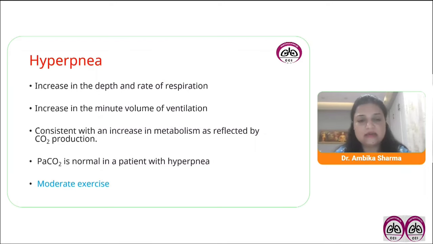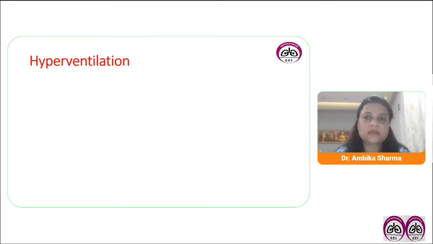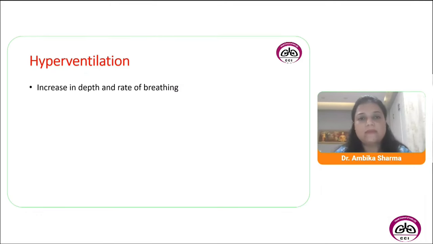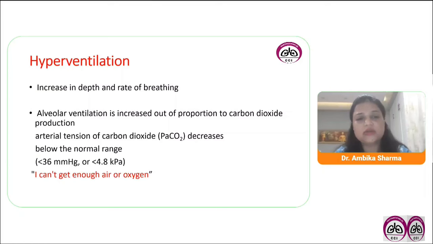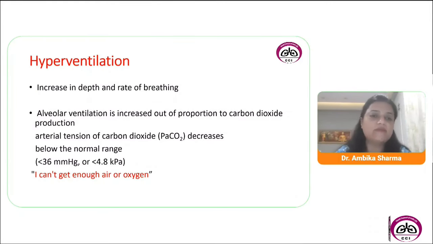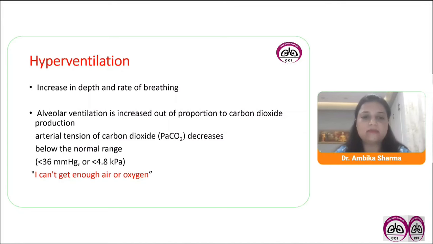Where can we see this condition? Patients who are doing moderate exercise are probably taking deeper breaths. Now, we were talking about the amplitude of respiration, and also the rate of respiration. Here comes the situation of hyperventilation, where there is both an increase in depth and rate of breathing. Whenever we talk about hyperventilation, probably we are dealing with alveolar hyperventilation. In this, alveolar ventilation is increased out of proportion to carbon dioxide production, leading to a decrease in PaCO2 below the normal range. Typically, these patients complain of, I can't get enough air or oxygen.